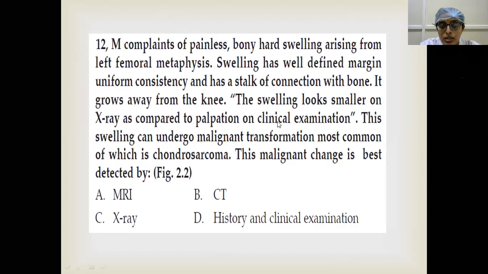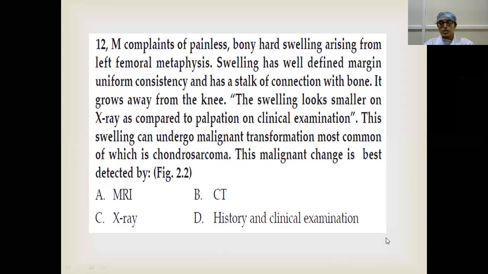This swelling can undergo malignant transformation, the most common of which is chondrosarcoma. So, by which of the following modalities can you appreciate the malignant change the best? A is MRI, B is CT, C is X-ray, D is histopathological examination.